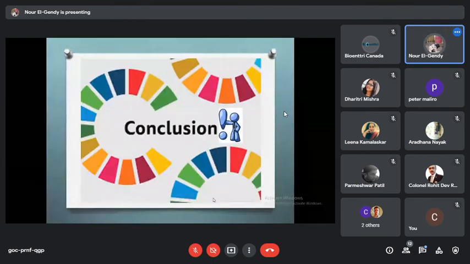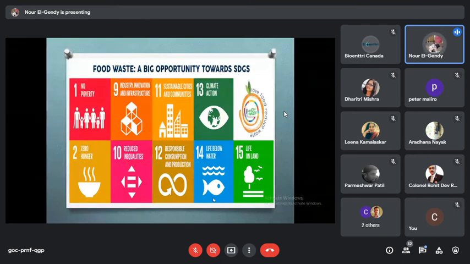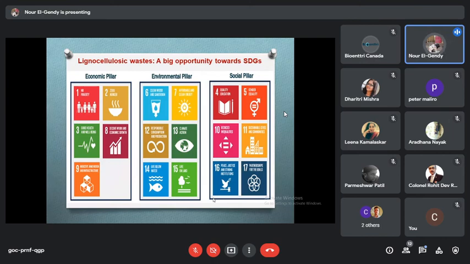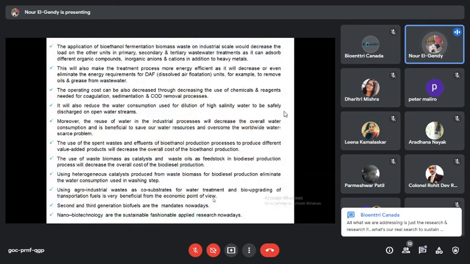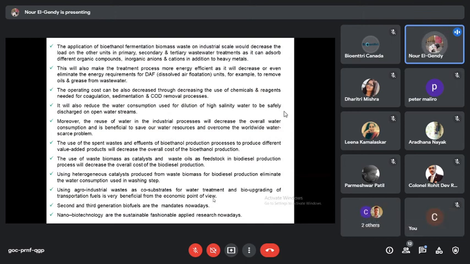So in conclusion, food waste is a big opportunity towards the achievement of the SDGs goal. Lignocellulosic waste is also a big opportunity towards achieving the SDG goals. And also the application of bioethanol fermentation biomass waste on industrial scale will decrease the load on the other units in the primary, secondary, and tertiary wastewater treatment, as it can absorb different organic compounds, inorganic anions and cations, in addition to heavy metals. It will also make the treatment process more energy efficient, as it will decrease or even eliminate the energy requirement for the dissolved air flotation unit, for example, which can be used for the removal of oil and gas from wastewater.